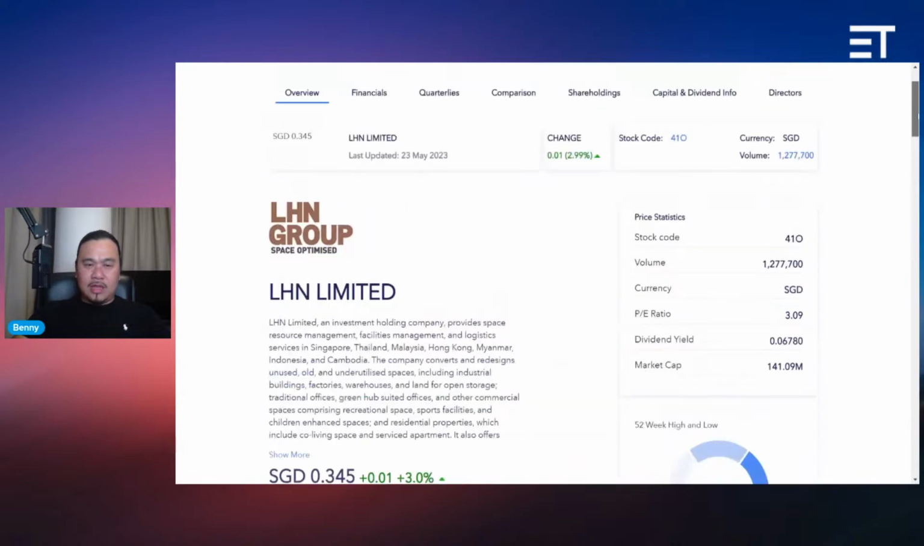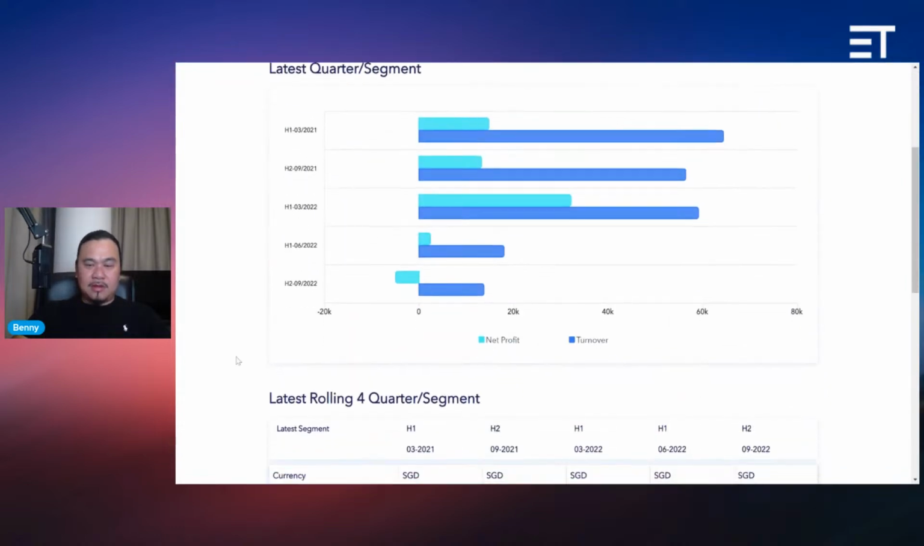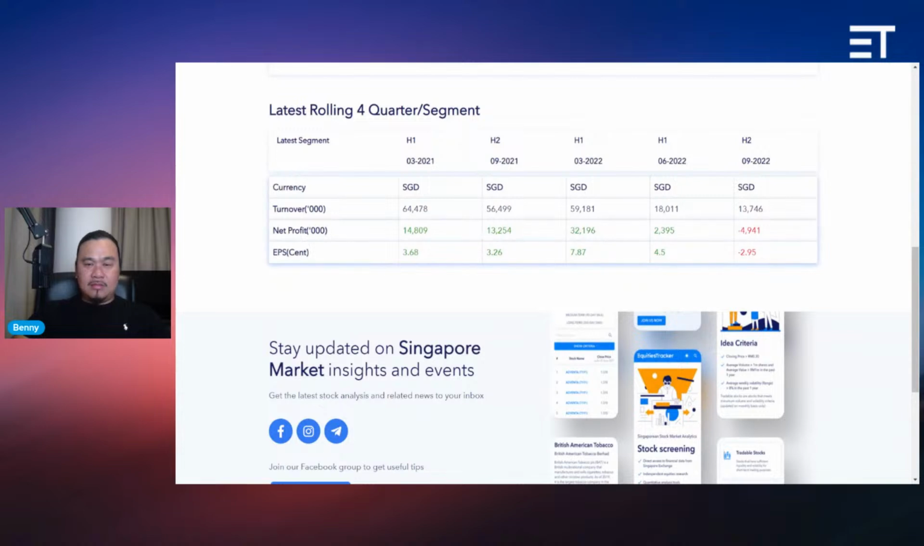Why has the price gone up? Then maybe you can look at the quarterlies. Maybe something is happening over here. Okay. Or this is like the total opposite, right? Actually, the quarterly results do not look promising.